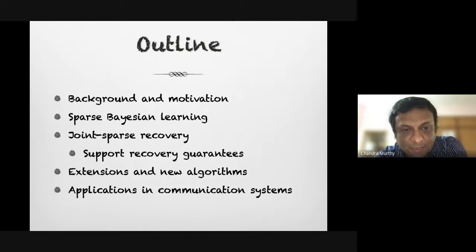And then I will go on to slightly more advanced models, which is joint sparse recovery, and talk about how one goes about, or what kind of recovery guarantees you can give for these algorithms. And then talk about some other extensions and new algorithms that are inspired by how we develop these guarantees. And then, if time permits, I'll talk about some applications of these sparse signal recovery algorithms in communication systems.